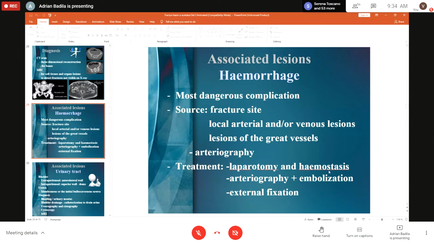in laparotomy and hemostasis. In some cases, we can perform embolization by arteriography, and of course, external fixation of the fracture. Because if we don't fix the fracture, the movement of the bone fragments can produce other lesions of the great vessels, but also the mobilization of the bones will mobilize the clot and will provoke a secondary hemorrhage. So the treatment means hemostasis, but also fixation of the fracture.